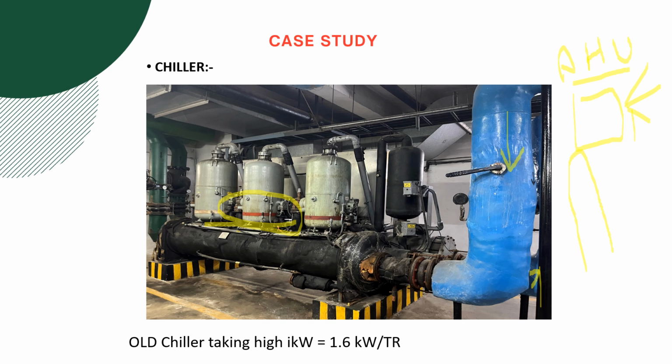Okay, now this old chiller was taking a high IKW, which means that for 1 ton of refrigeration it was taking 1.6 kilowatt of energy, or 1.6 units per hour for cooling 1 ton of refrigeration, for 1 TR. So it is high. You can see that.